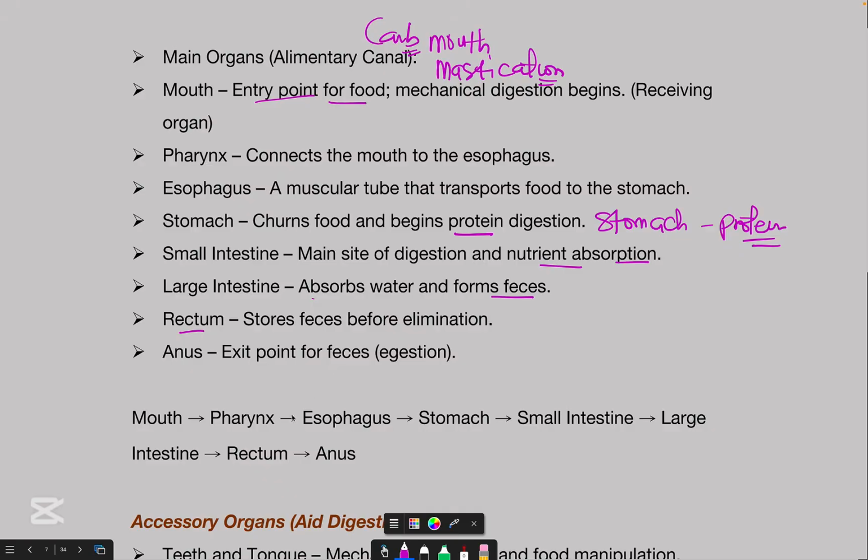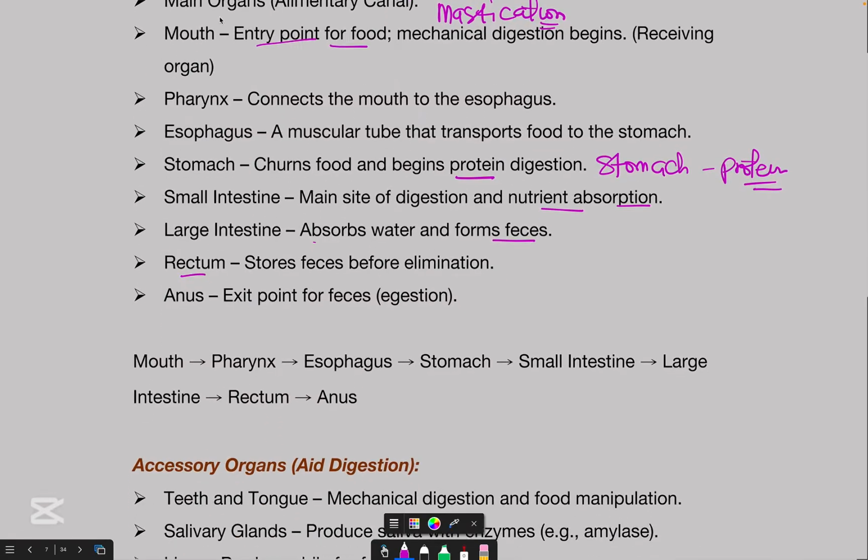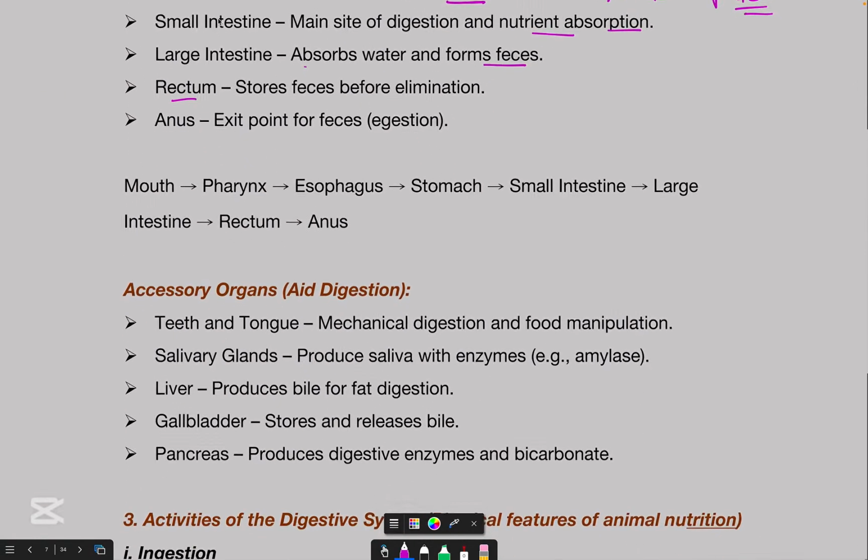All right. So this is the flow of food from the mouth to the anus. From the mouth, it gets to the pharynx. From the pharynx, it gets to the esophagus. From the esophagus to the stomach. From the stomach to the small intestine. From the small intestine to the large intestine, to the rectum, and then to the anus. We've looked at the functions of each of these.